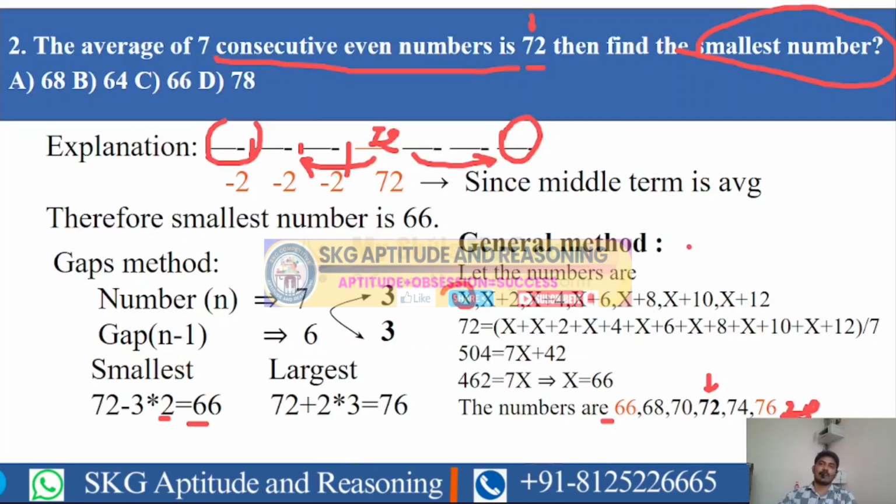But if you go with the general method, it will take some time to calculate the values here. And this method is also for some numbers here. If more numbers are given, it will be difficult to calculate like this. So this will be the largest number. 72 plus 2 into 3 will give the result as 78, not 76 here. This will be 78 here. Try to correct this one here.